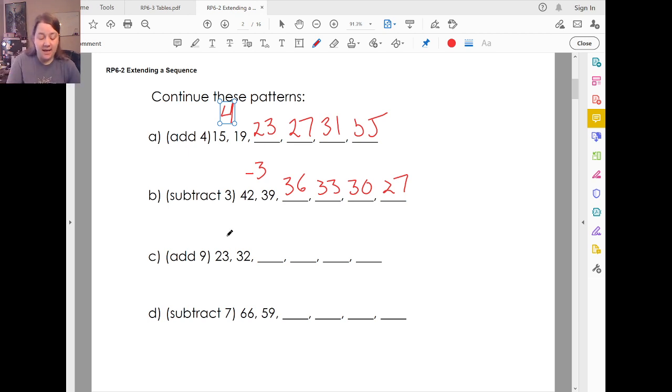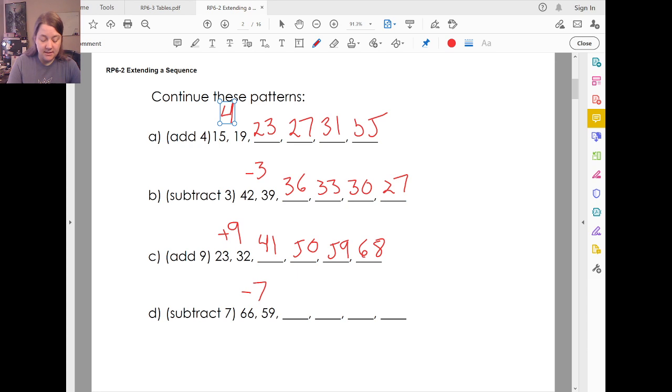C says add 9. So from 23 to 32, that's absolutely adding 9. 32 plus 9 is 41. 41 plus 9 is 50. 50 plus 9 is 59. And 59 plus 9 is 68. Let's go ahead and do the last one. Subtract 7.